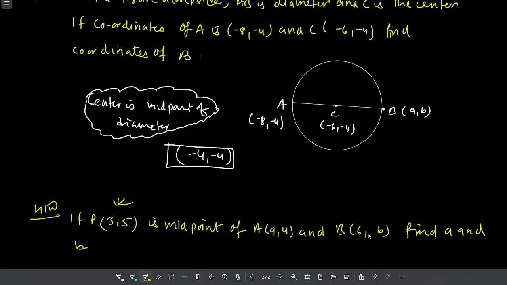So this question should also be done in the same way that we have done earlier. The process is the same. x1, y1 will be a, 4. x2, y2 will be 6, b. x, y will be 3, 5. And then we'll take the x component and y component separately and get the values of a and b. That's the process of solving. Okay, do this.